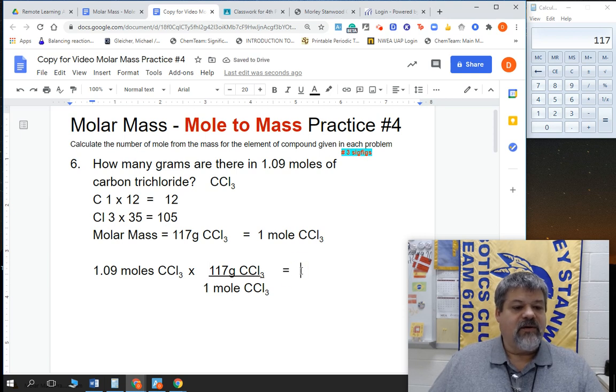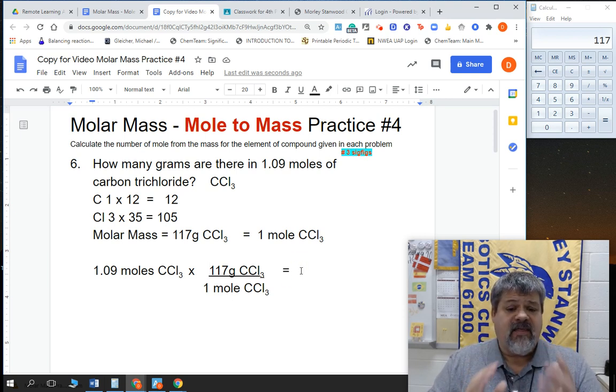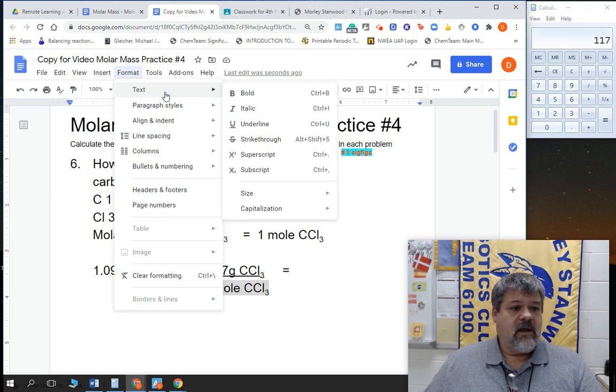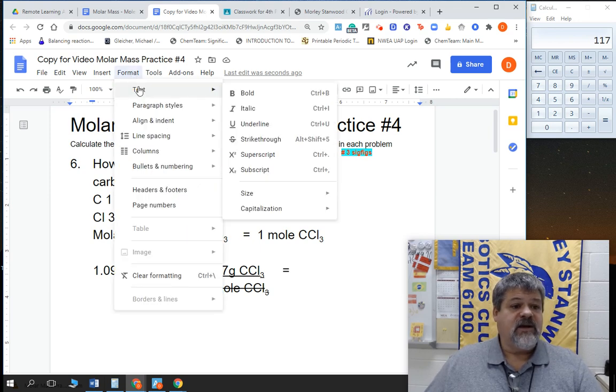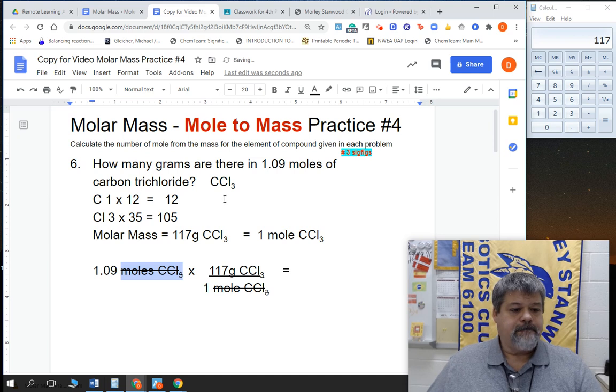So when we get done with this, we're going to do the math. But before we do the math, as always, we're going to cancel out anything that we can cancel out. So I have moles of carbon trichloride right here, and I have moles of carbon trichloride down here. So we're going to get rid of those by just striking through them. If you're on paper and pencil, we're just crossing them out, because anything over top of itself is equal to 1, and we can get rid of that. So now all we have to do is the math. I have 1.09 here, 117 grams of carbon trichloride right here, and then 1 mole.